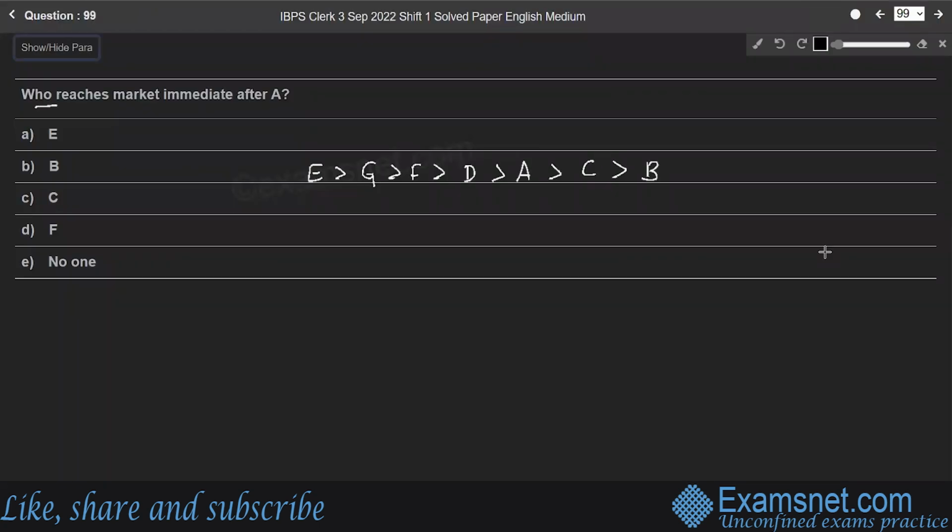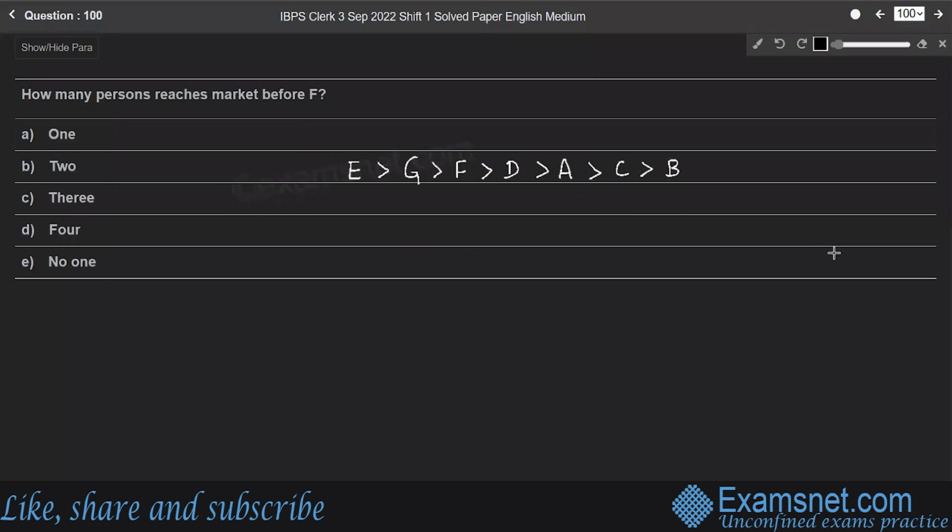Question 99. Who reaches market immediately after A? Immediately after A, C reaches market. Therefore, option C is the right answer. Question 100. How many persons reach market before F? Before F, there are 2 persons who reach market. Therefore, option B is the right answer.